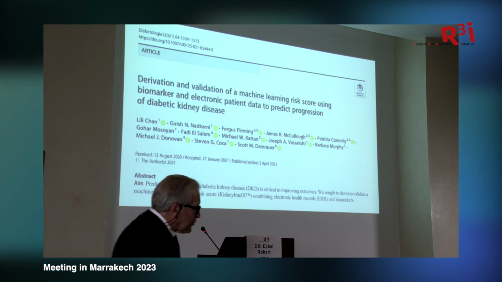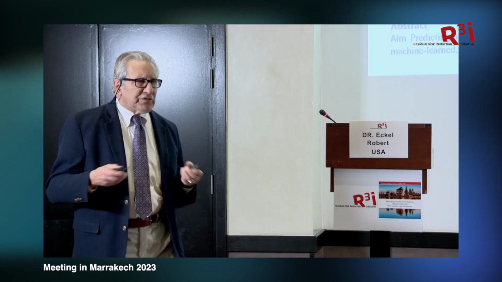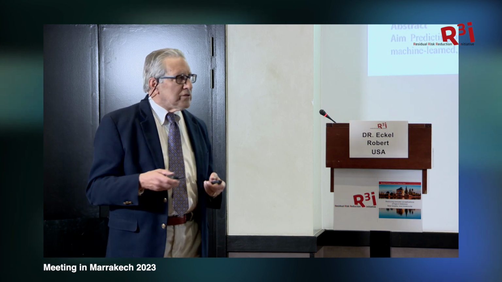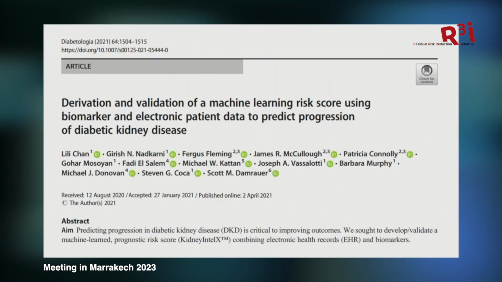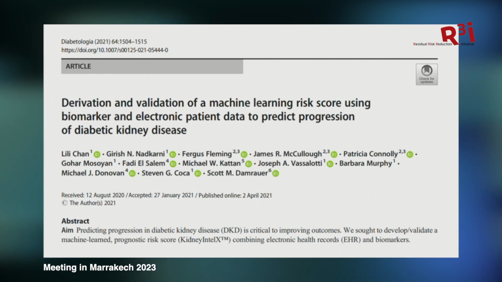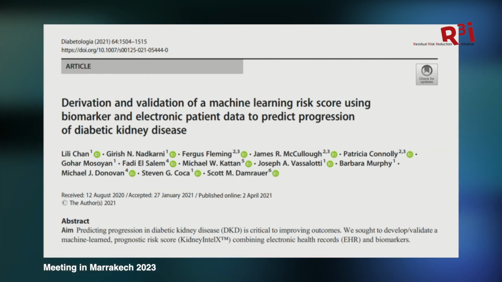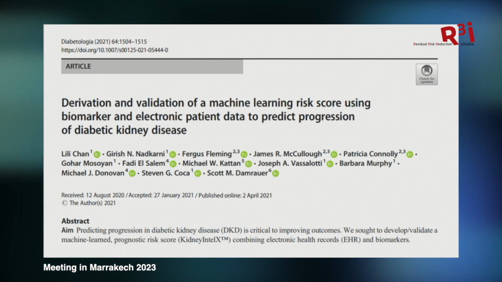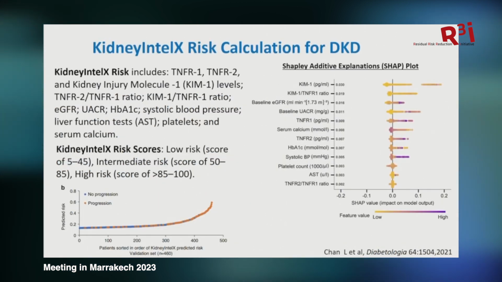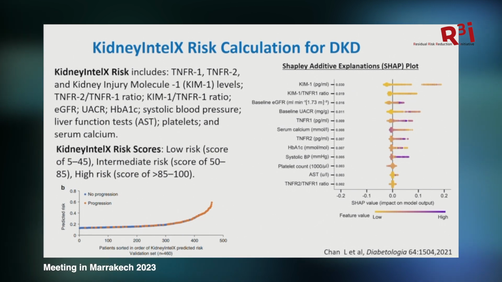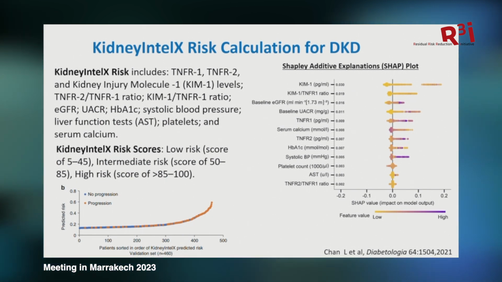This was work out of the Mount Sinai Icahn School of Medicine in New York that developed a method I'm going to show you in more detail, assessing multiple risk factors for chronic kidney disease, with an outcome that I found quite interesting, and I think you might too. This is called the KidneyIntelX risk calculation for diabetic kidney disease.